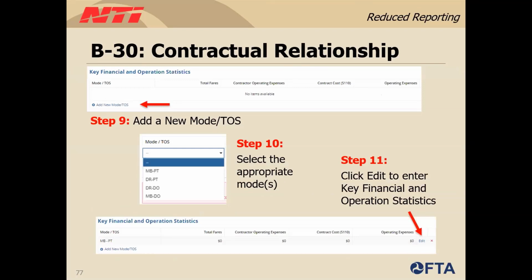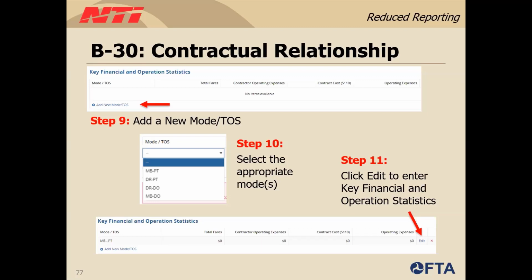The next section of the B30 form is where you will add each mode as part of the contract. These modes do not carry over from the previous year and must be added to your B30 form each new report year. You may only add active modes from your P20 form or modes listed as filing separately on your B10 form.